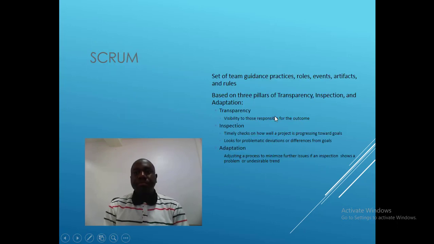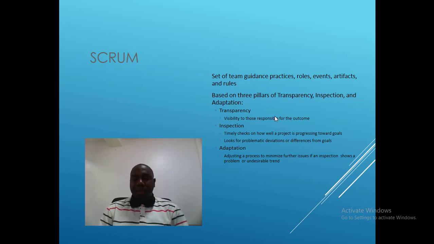So what is Scrum? It's a set of team guidance practices, roles, events, artifacts, and rules. It is based on the 3 pillars of transparency, inspection, and adaptation. In terms of transparency, it has to be visible to those responsible for the outcome.